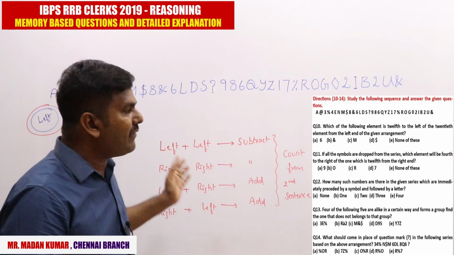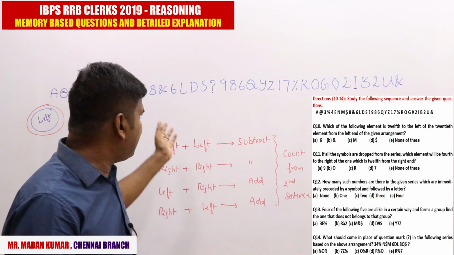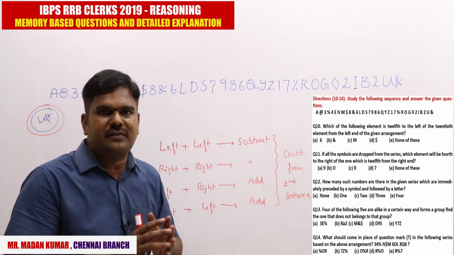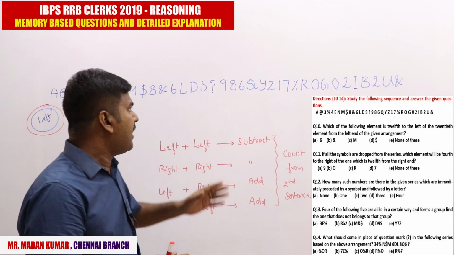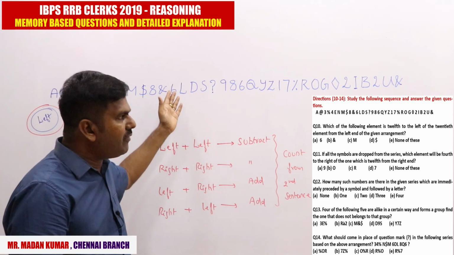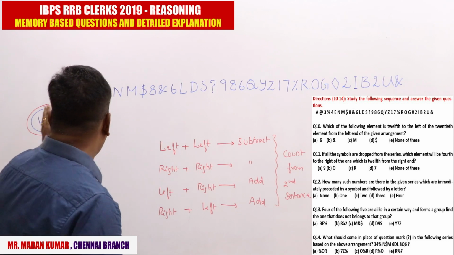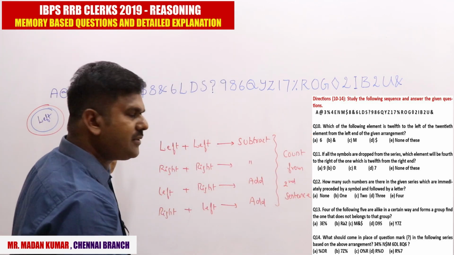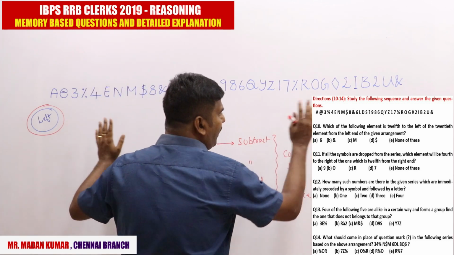My next one: a sequence is given, and based on it they are asking some questions. How easily we can solve these, we will discuss. In a sequence, you observe that numbers are there, symbols are there, even letters are also there, right? So this is your left and this is your right. Always remember, in this sequence, this is your left and this is your right.